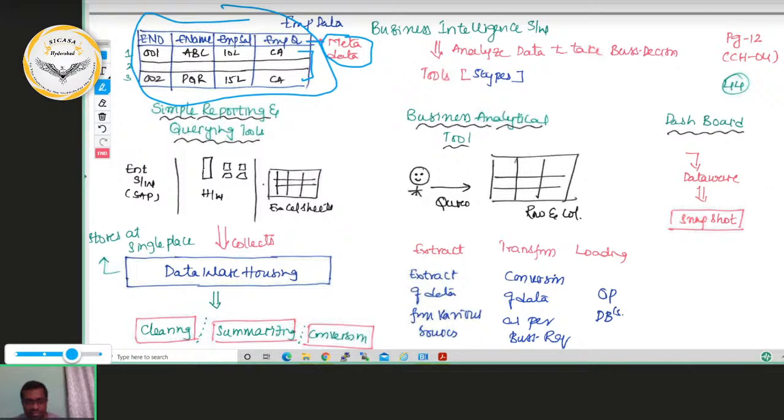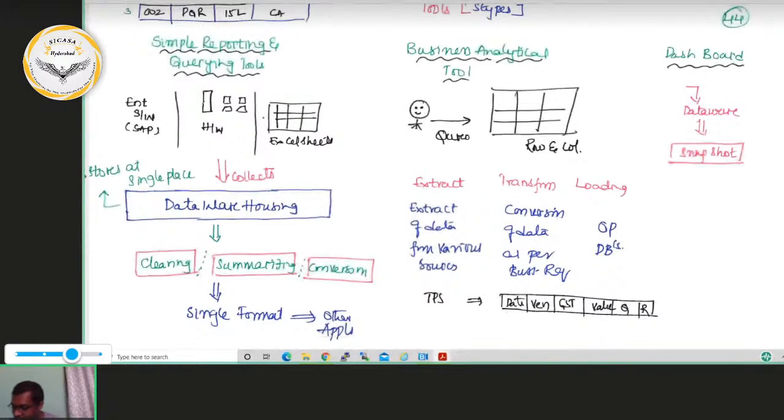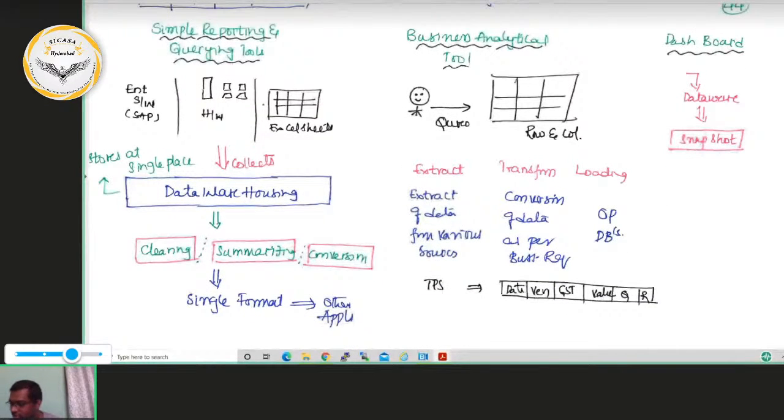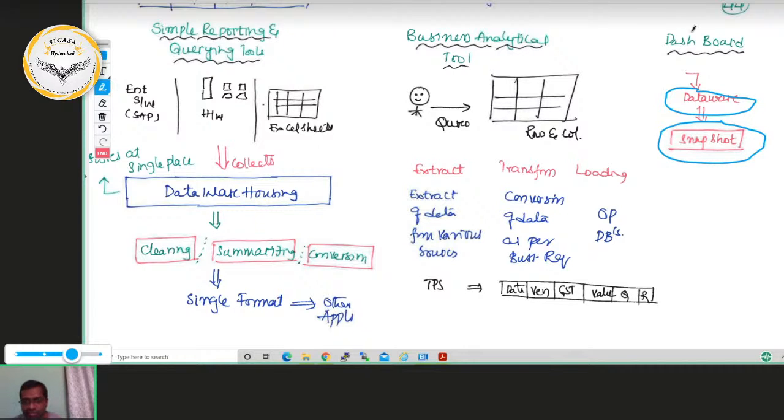And the third one is dashboard. So what do you mean by dashboard? A dashboard is nothing but it takes the data from the data warehouse and converts the data into a snapshot. What do you mean by snapshot? Instead of presenting the entire data to the user, it only presents important data. That is called presenting the data in a snapshot. So this is about the business analytical tool.